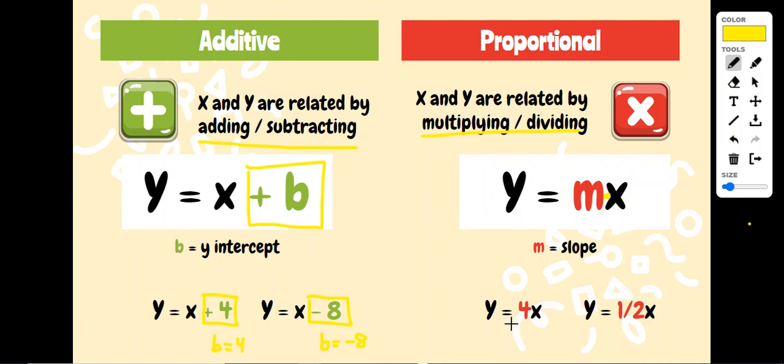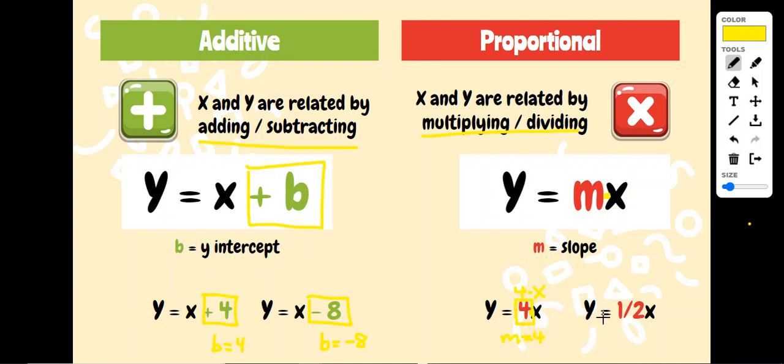In our equation, y is equal to 4x, you can see that we have a coefficient of 4. We're multiplying 4 times x. So we know that it's multiplication, which means it's a proportional relationship, and m is equal to 4. The slope would be 4 over 1, rise 4, run 1.